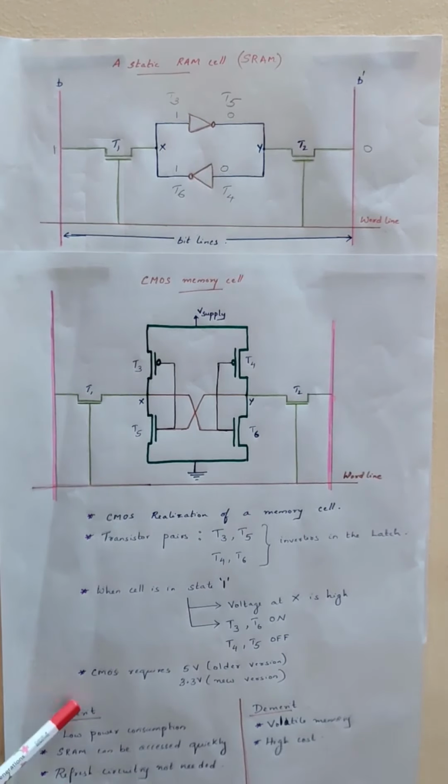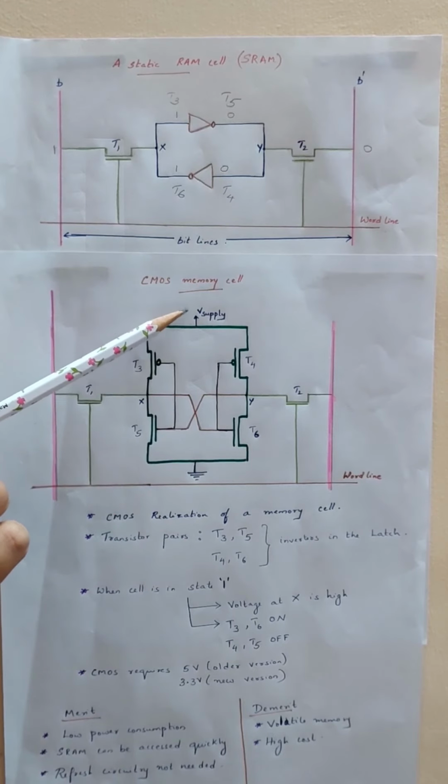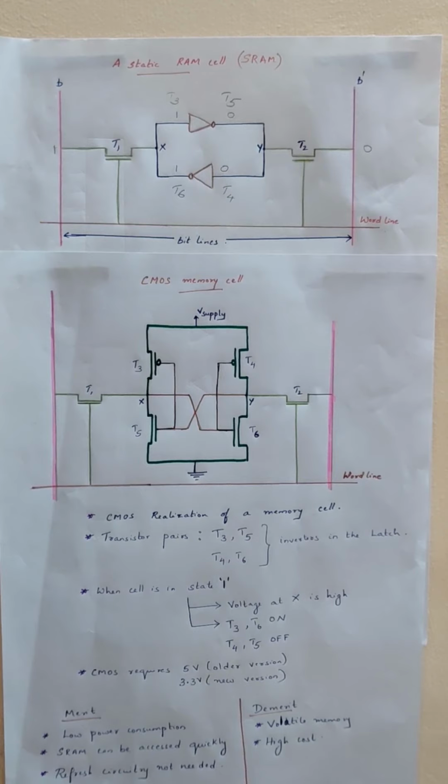So we'll see the merit and demerit of using static RAMs. The merit is lower power consumption. Second one, the SRAM can be accessed quickly. The memory access time for a static RAM is very less. So data can be accessed quickly. And it does not require a refresh circuitry. Why? Because we are giving a supply. But we have to make sure supply is given always. So it does not require a refresh circuitry.